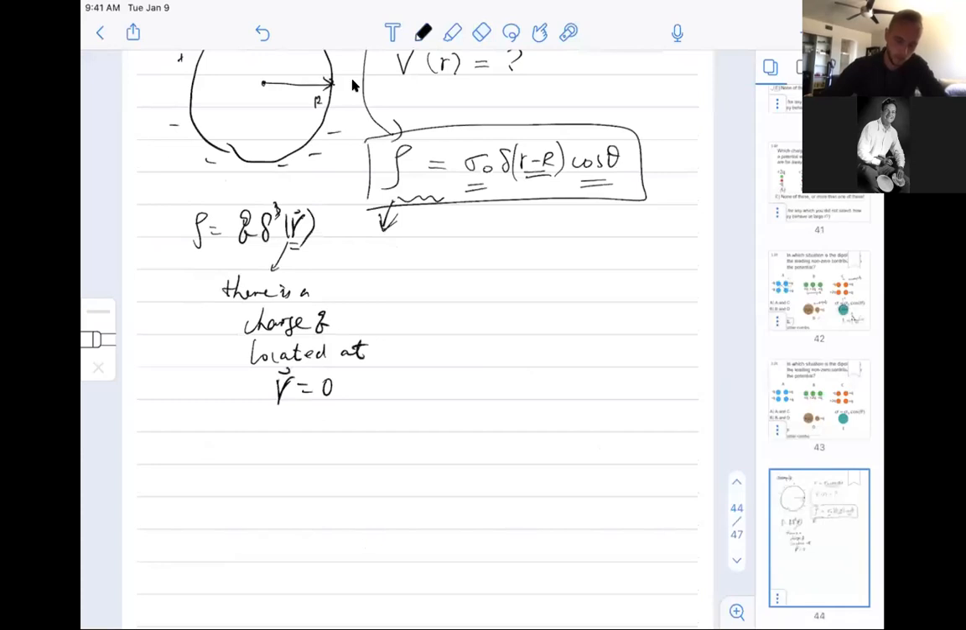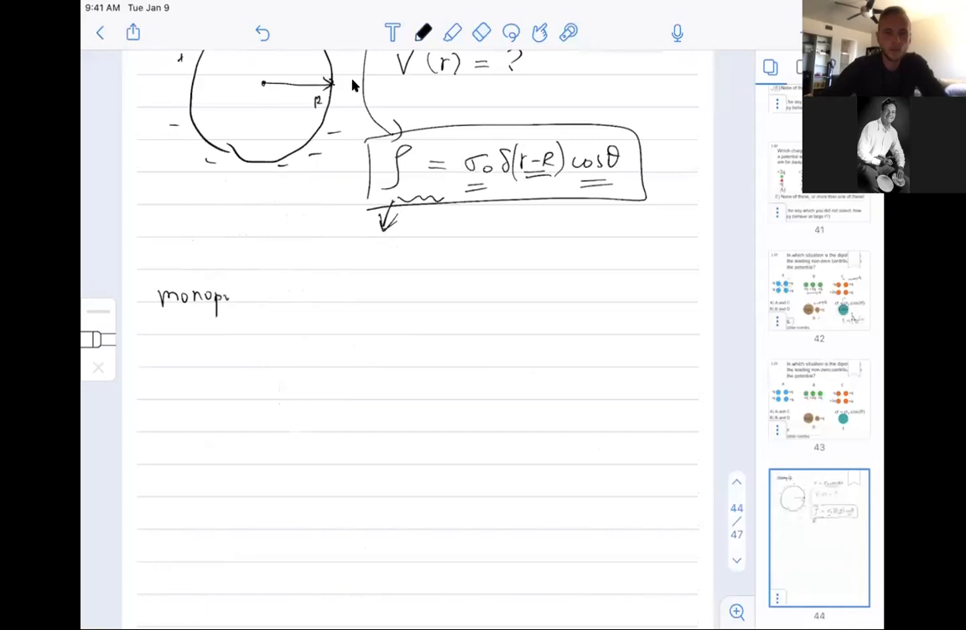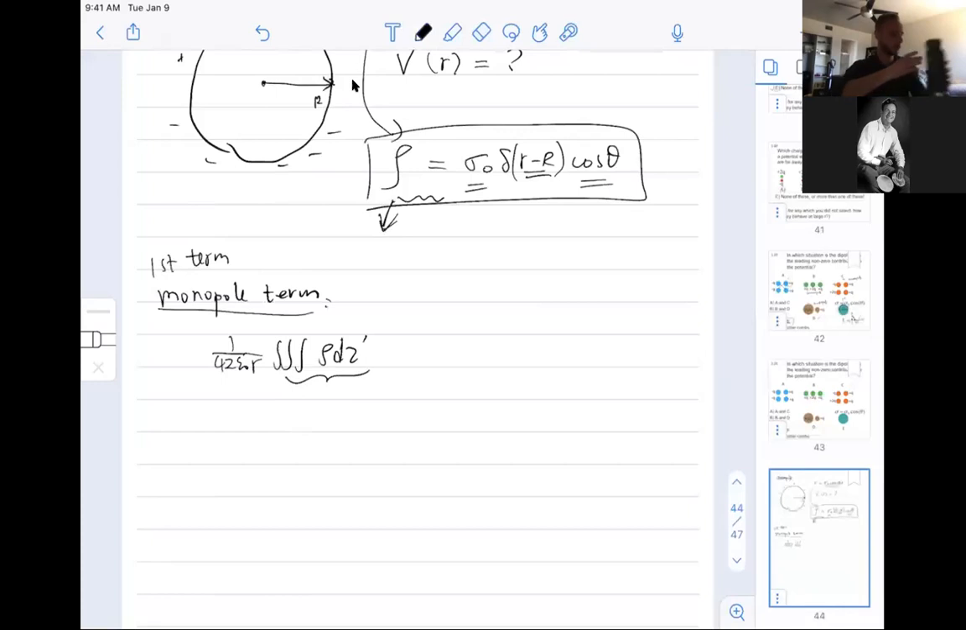So we're going to use them. Okay, so for the monopole term, first term is the monopole term. You know it's 0. I know you know it's 0, but let's pretend we don't know, and we're simply using the multipole expansion to evaluate our potential. First term is kQ over r, the total charge, integral of rho d tau. And let's calculate this total charge. It's going to be sigma naught delta.